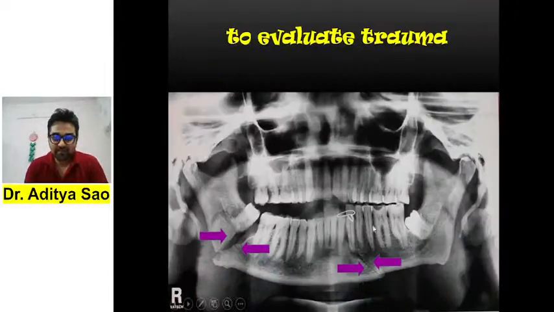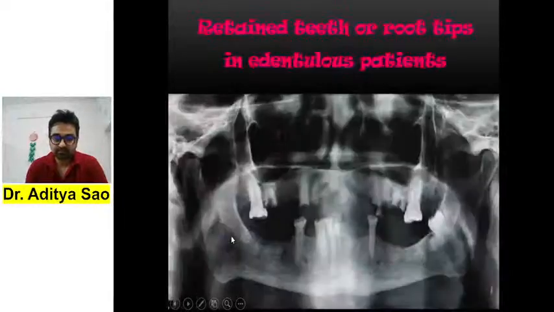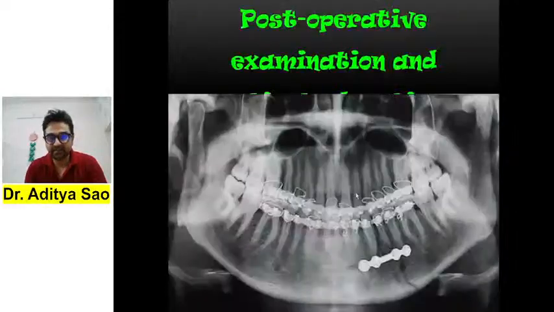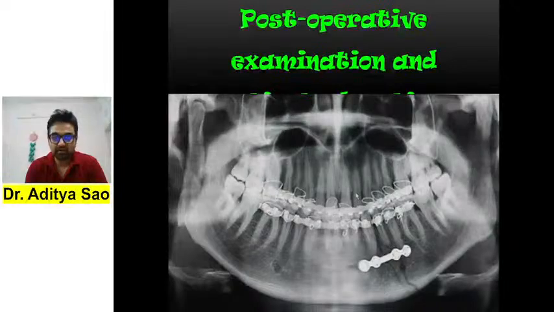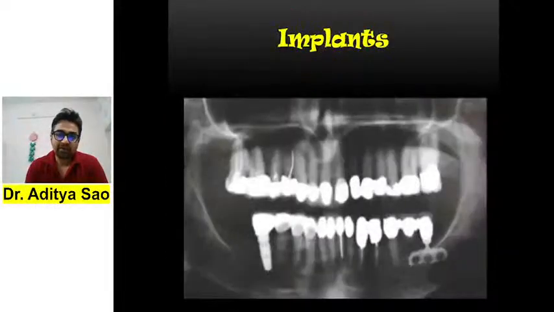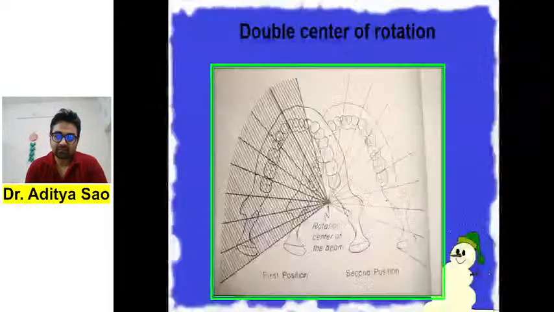Here you can see the fracture of the left side parasymphysis and the right side gonial angle. This is an edentulous or partially edentulous area. This is post-operative after trauma, post-operative after implants.